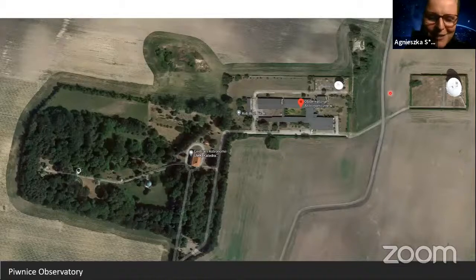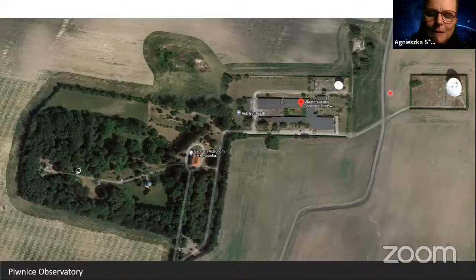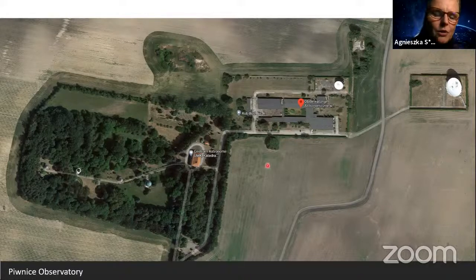I know that all my Polish colleagues know Piwnice, but maybe for your postdocs or foreigners who have never been here, I'm just showing a Google Earth screenshot. So Piwnice is located 10 kilometers north from Torun. We have the radio observatory part, which has 32 and 15 meter dishes. And then here is the optical part, where we have 4 domes, 3 of which are still in operation. The third dome is hosting the famous Draper telescope.